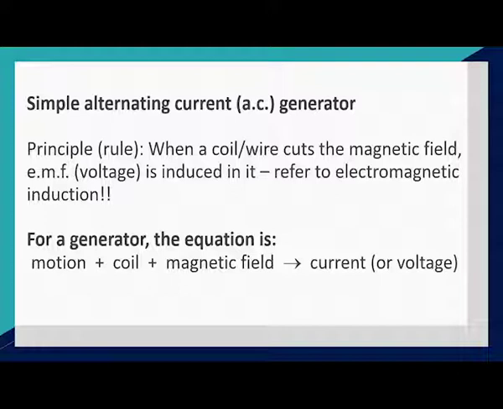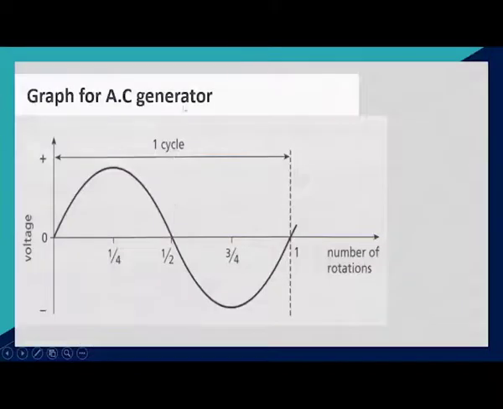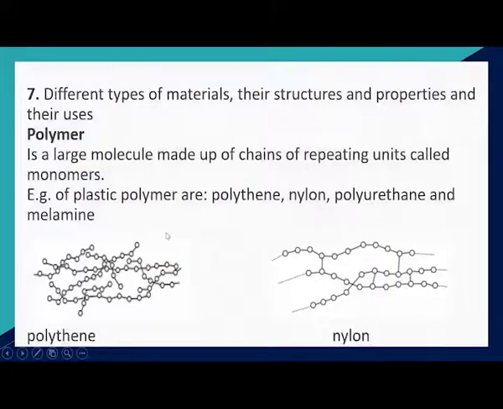So generator, simple AC generator. We should know the principle of the AC generator, and this is the diagram for the AC generator. Be able to describe how it works and know the structure of an AC generator. And this is the graph. You must be able to sketch this graph for an AC generator to show how current or voltage is produced.